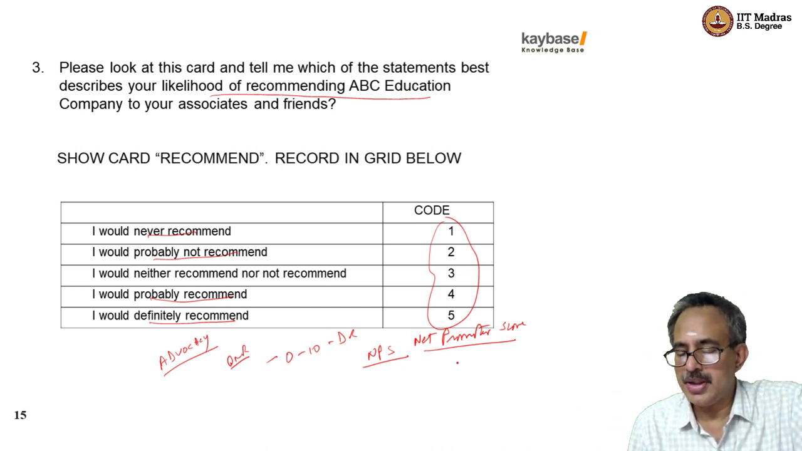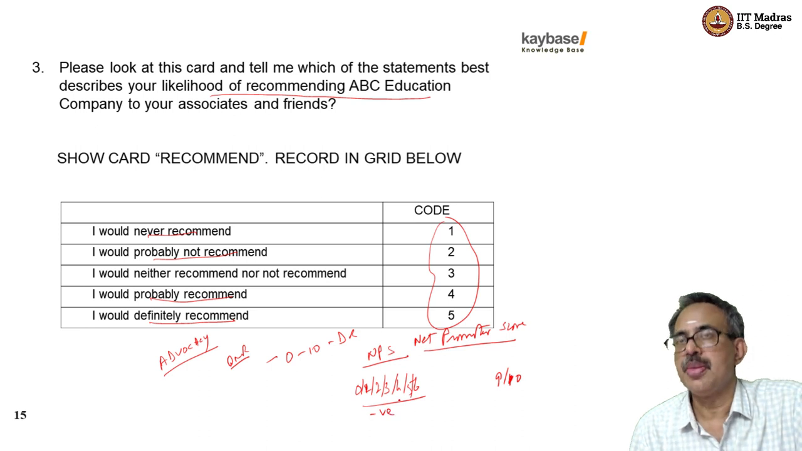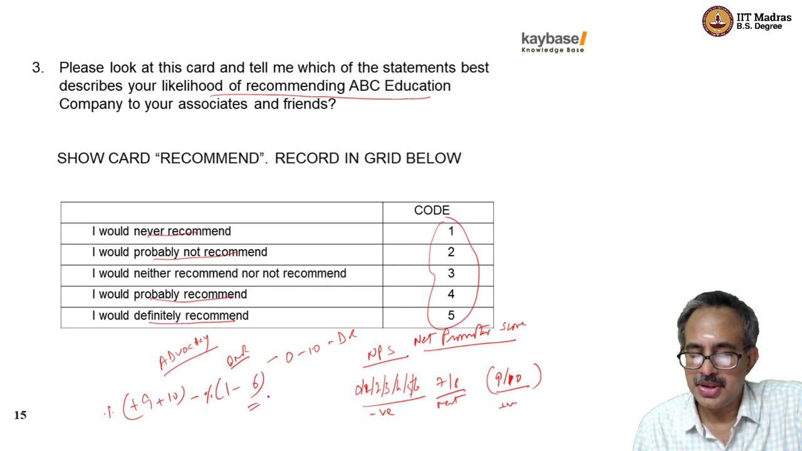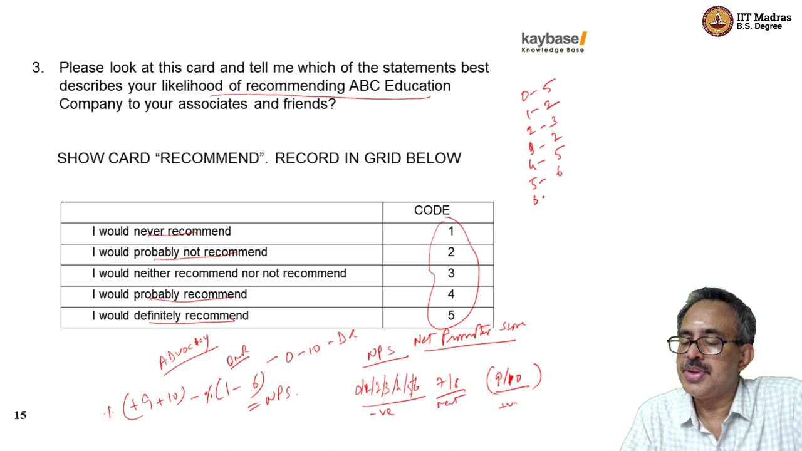This gives a lot of weightage to people who give 9 or 10 on this 0 to 10 scale. It says people who give 0, 1, 2, 3, 4, 5 or 6 are all negative. People who give 9 or 10 are positive, and people who give 7 or 8 are neutral. So, percentage of 9 plus percentage of 10 minus percentage of 0 to 6 is the net promoter score. To give an example, suppose 0 is given by 5 people, 1 by 2, 2 by 3, 3 by 2, 4 by 5, 5 by 6, and 6 by 3 people.